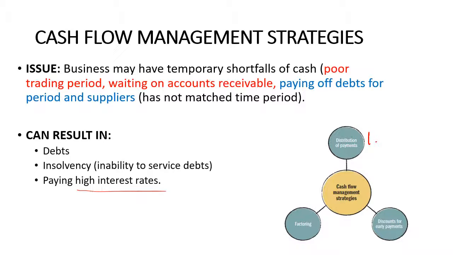So instead of paying all at the same time, we'll spread our payments. Two, discounts, so if I pay back early. Three is factoring, so getting someone to service my debts for me. Okay, so distribution of payments.